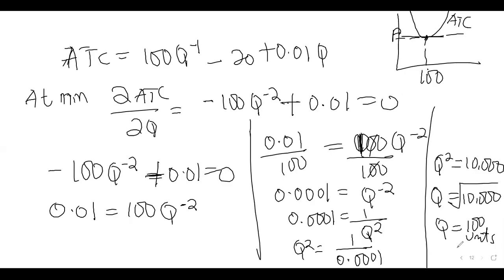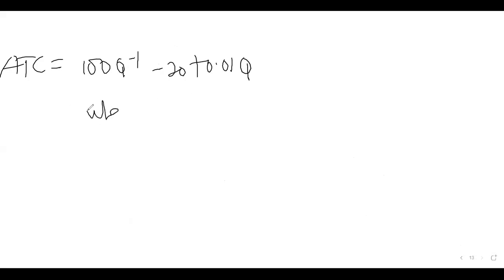So the average total cost function itself is 100Q^-1 minus 20 plus 0.01Q. Okay, so we are going to put it in. The average total cost is equal to 100Q^-1 minus 20 plus 0.01Q. So when Q is equal to 100, of course, 100Q^-1 is like saying 100 over Q. So 100 over 100.